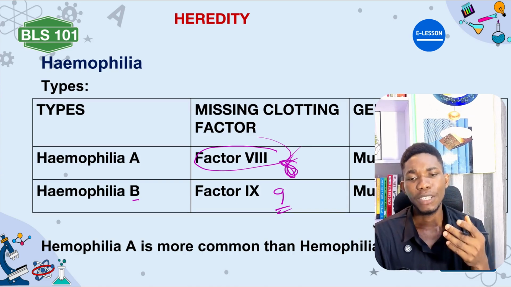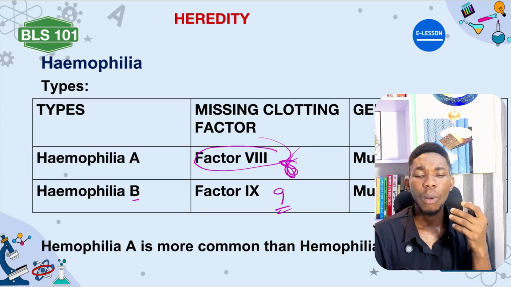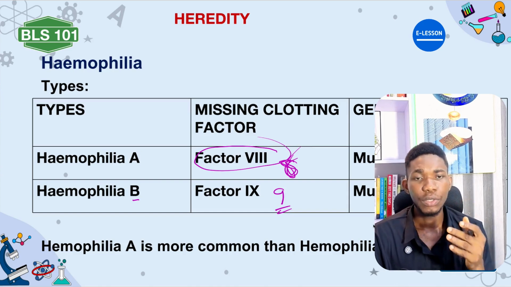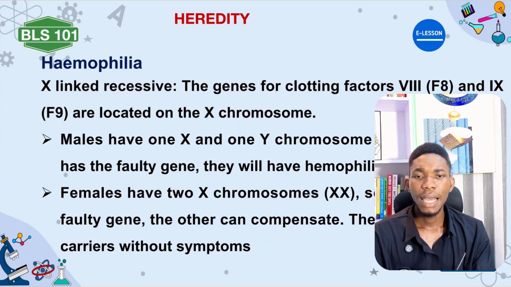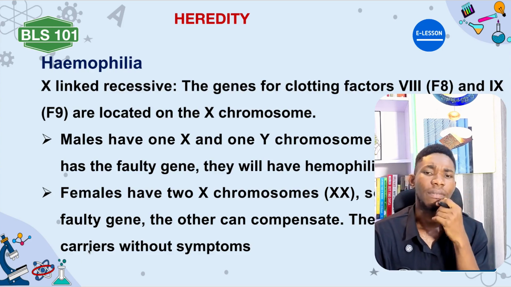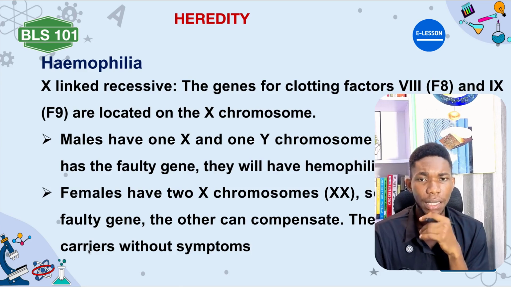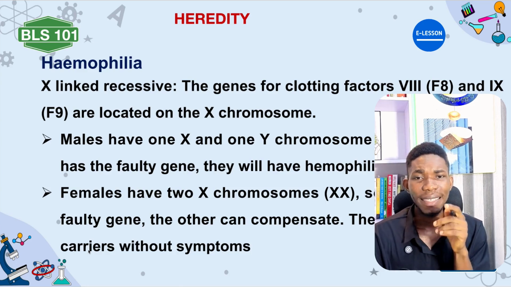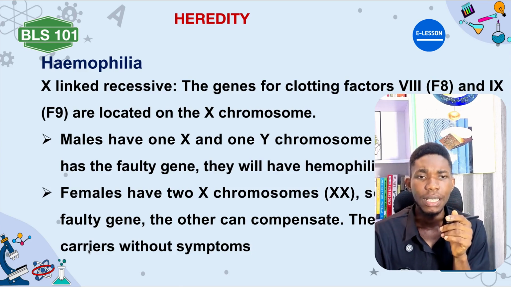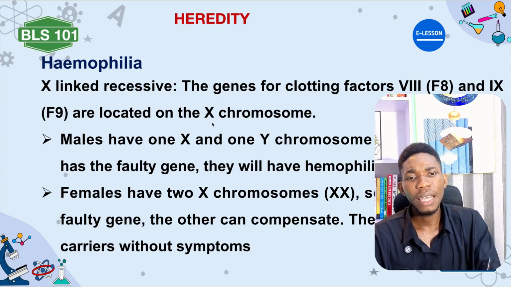Now, which of them is more common? Hemophilia A is more common than hemophilia B. You should know that. Hemophilia A is more common than what? Than B. Is that okay? Then, hemophilia is X-linked recessive. I'm going to ask you this question, so please take note of it. Hemophilia is X-linked recessive. The genes for clotting factors 8 and 9 are located on the X chromosome.